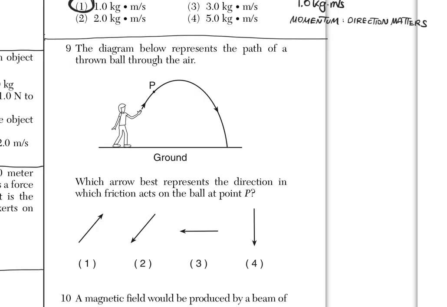Okay, here we go with number 9. There's a lot of shenanigans happening in the class. So we have someone throwing something through the air, and it says at point P, which way does friction act? This looks really complicated, but you've got to remember maybe 2 things here. First of all, friction always opposes motion.